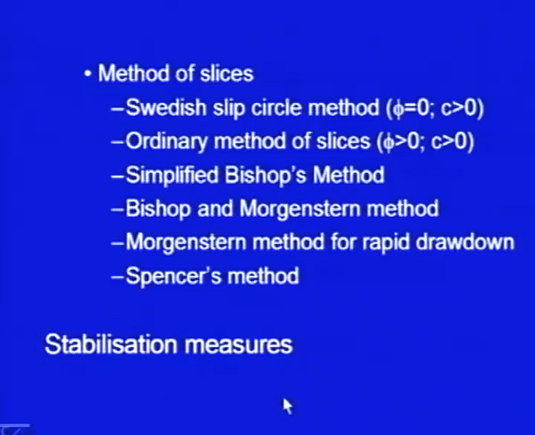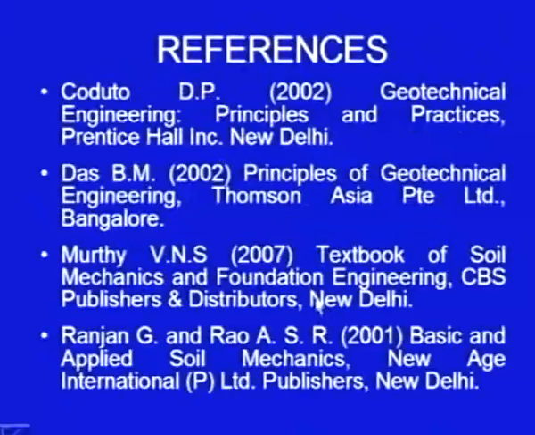Then we also gave some very brief discussion about the stabilization measures. These are the books which I have referred to during my lectures. One was Cogito, second was by Das, third was by Murthy, and then Ranjan and Rao. These are the books, and almost all the material you will find in these books.